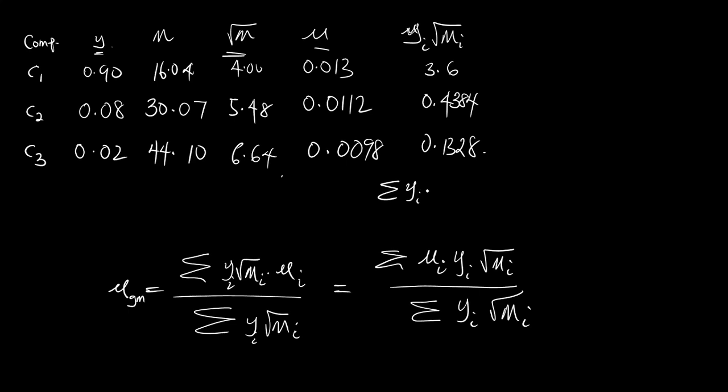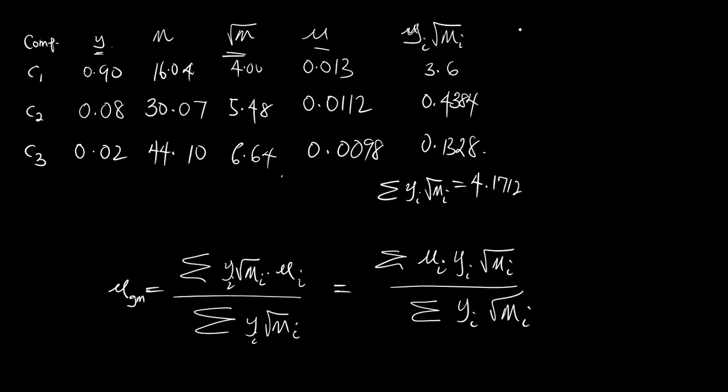So now the summation of mole fraction times the square root of molecular weight of each component will be equal to, we just add all this together: 0.1328 plus 0.4384 plus 3.6. This gives us 4.1712.